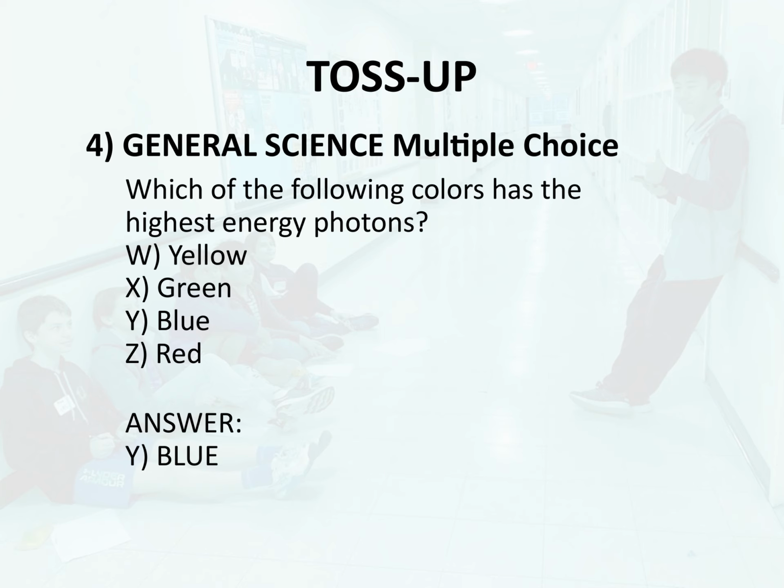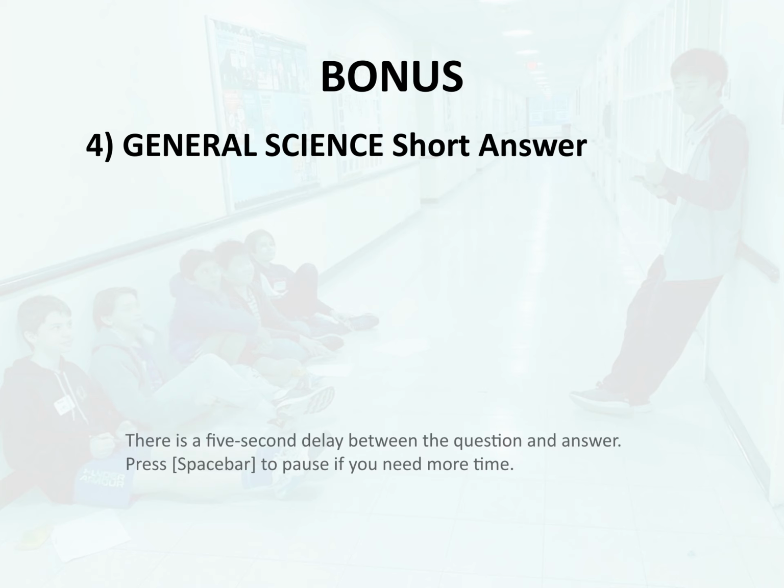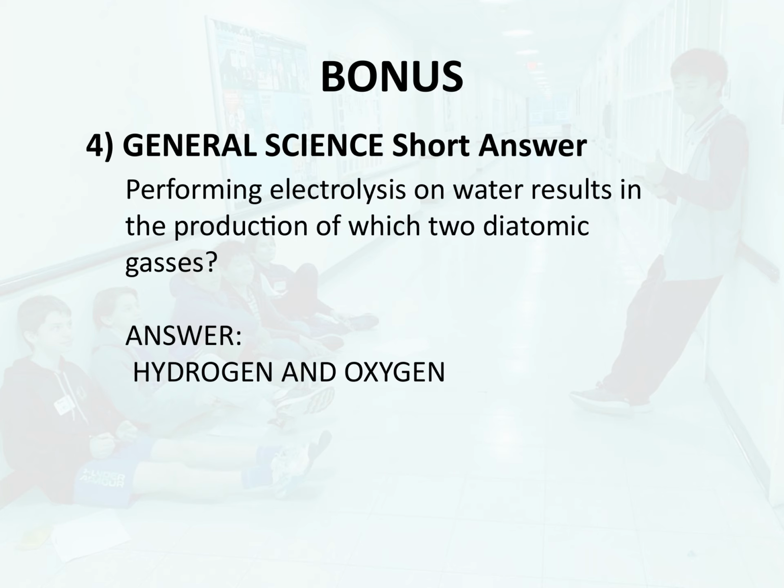Answer. Y. Blue. Bonus 4. General science. Short answer. Performing electrolysis on water results in the production of which two diatomic gases? Answer. Hydrogen and oxygen.